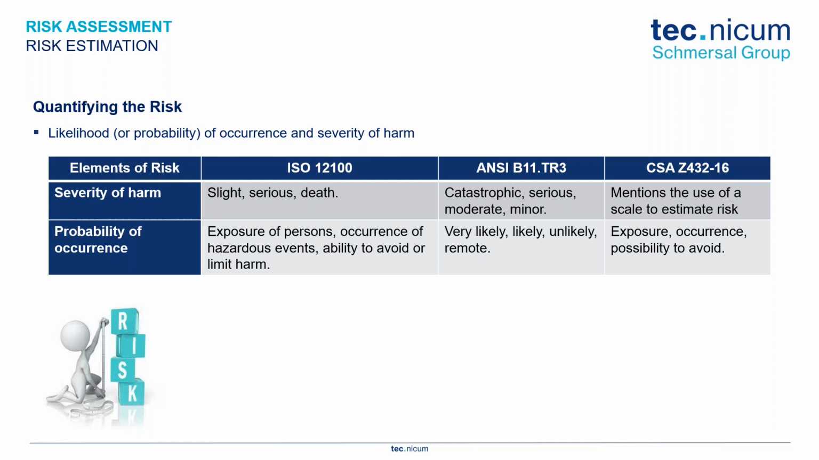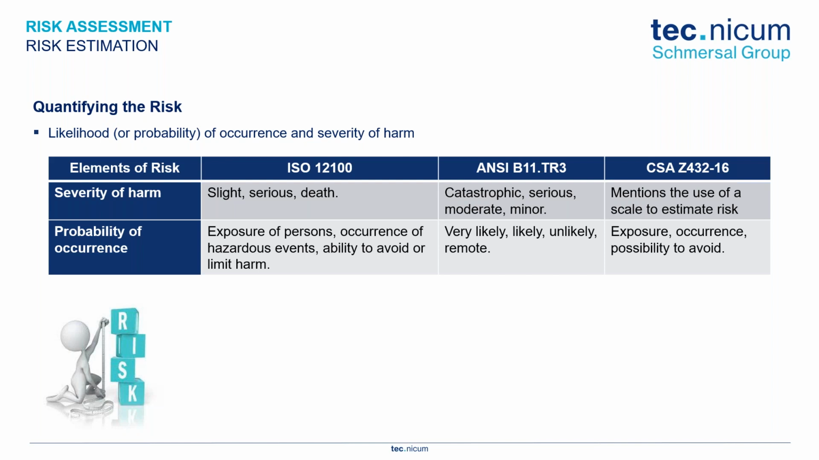For the probability of occurrence, that other element for a risk assessment, for determining the risk, 12100 looks at the exposures of a person, the occurrence of the hazardous event, the ability to avoid it. So, am I going to be exposed to this hazard? How often am I exposed to this hazard? If I am exposed to it, can I avoid it? That makes up the risk associated with it. All right, and ANSI B11 TR3 says very likely, or unlikely, or a remote chance. And then Z432 kind of mimics what ISO 12100 says.